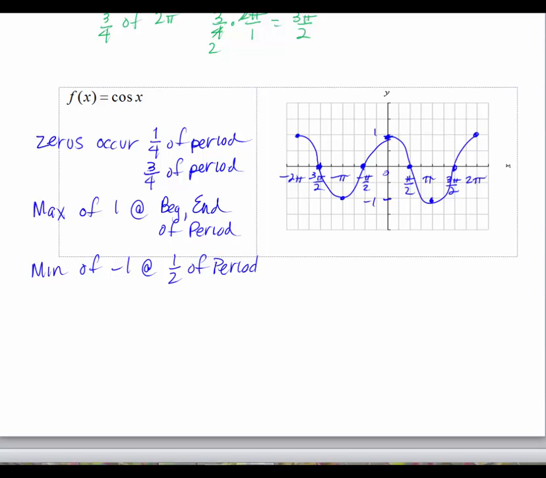So it is your job, certainly you need to understand the characteristics as we spoke about them in the last video, where the max and min are 1 and -1 respectively. The period is 2 pi for both. But where these occur with respect to one cycle or over the period is more important. The zeros occur at a quarter and 3/4 for cosine. The max is at the beginning and at the end, and the min is halfway.